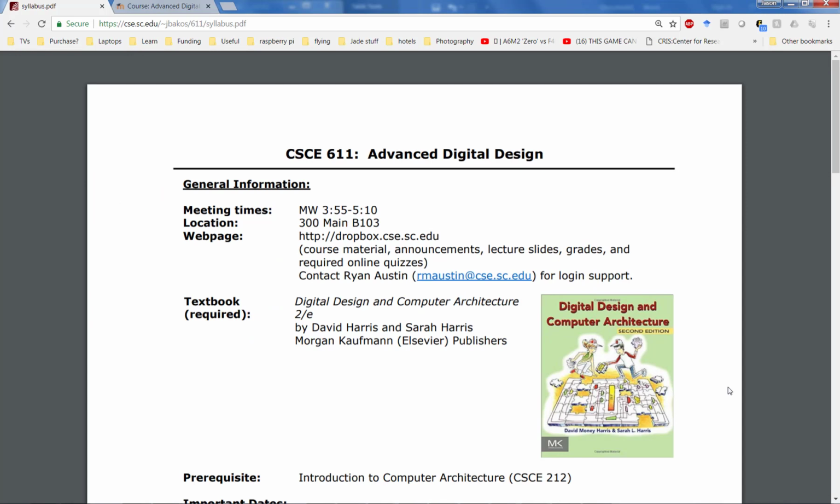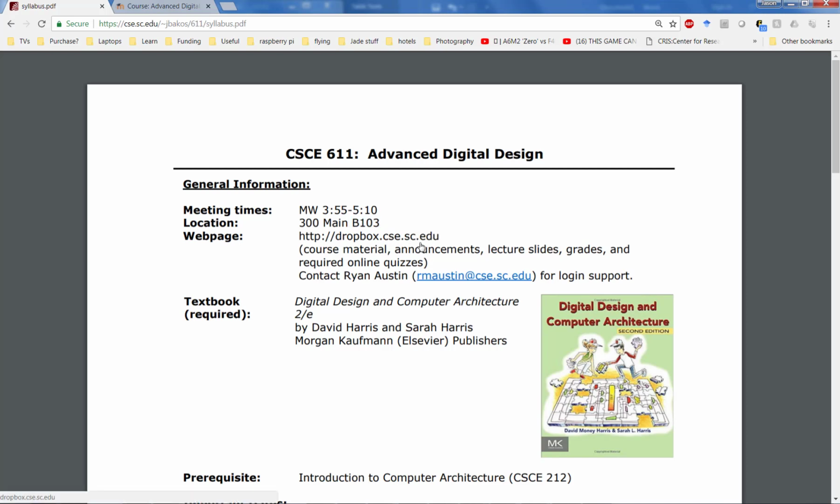The syllabus begins with the meeting times and locations, which are Mondays and Wednesdays at 3:55 to 5:10 in 300 Main Street. That's the building across the street from Swearingen, in room B103.